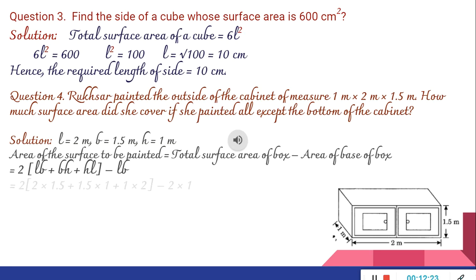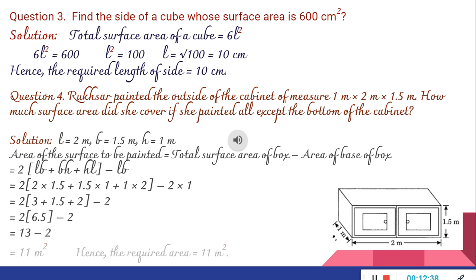That is equal to 2 into 1.5 plus 1.5 into 1 plus 1 into 2, minus 2 into 1. So 2 into 3 plus 1.5 plus 2, minus 2. So 2 into 6.5, that would be 13. 13 minus 2, that is 11. So what is the required area? The required area will be 11 meters square.